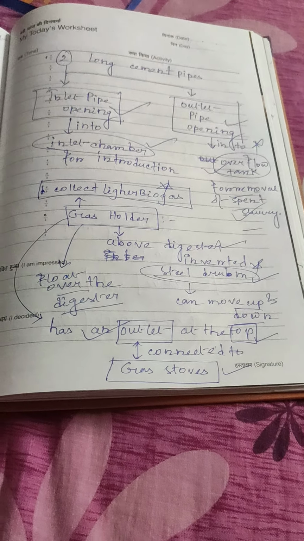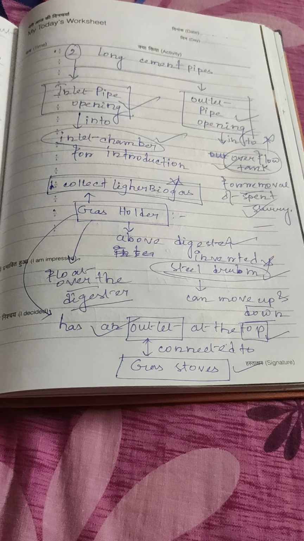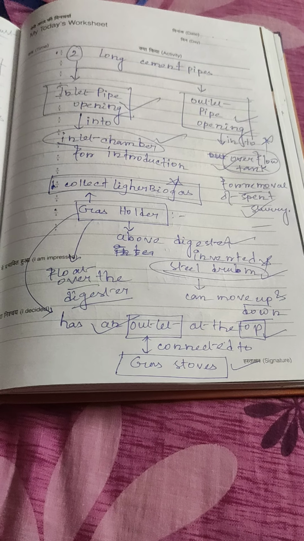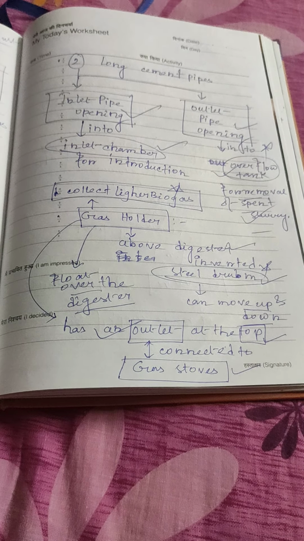So the fourth component is the gas holder. It just floats over the digester, or is present above the digester. It is an inverted steel drum that can move up and down. It has an outlet at the top. This outlet is connected with the gas stoves. The fifth component is the overflow tank. The overflow tank is present above the ground level.